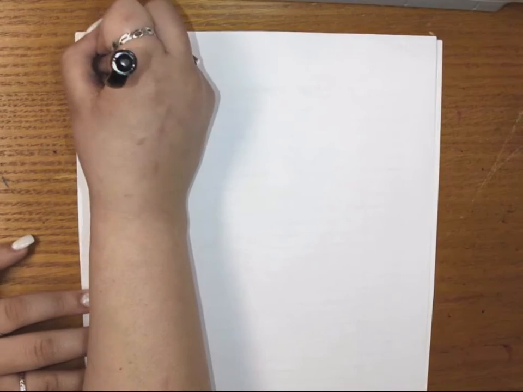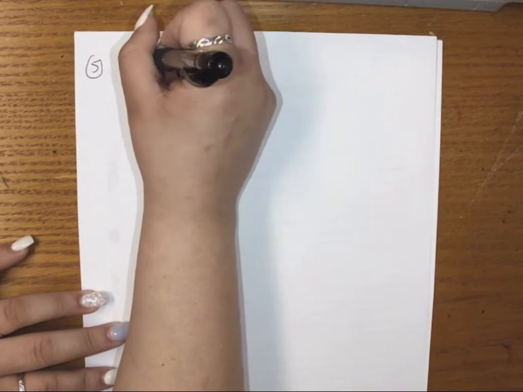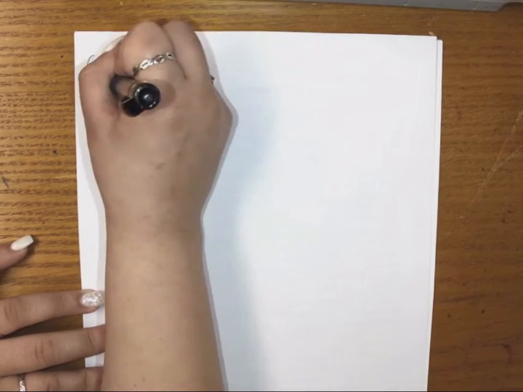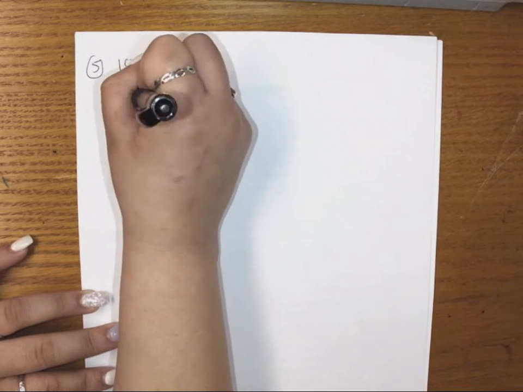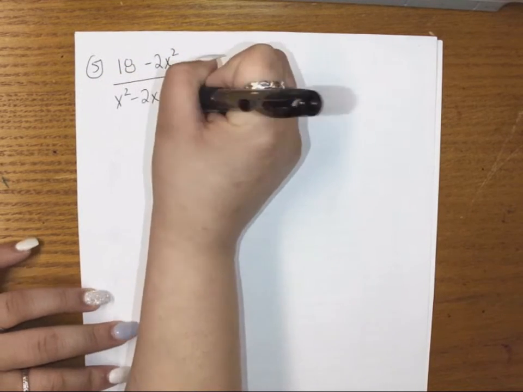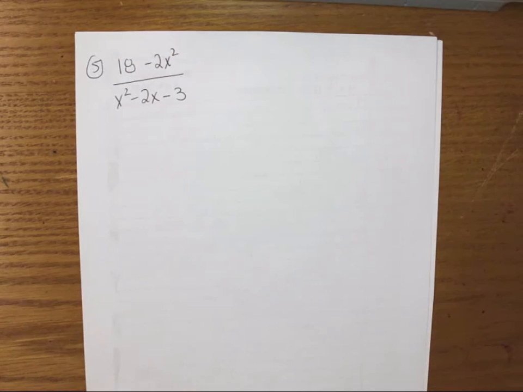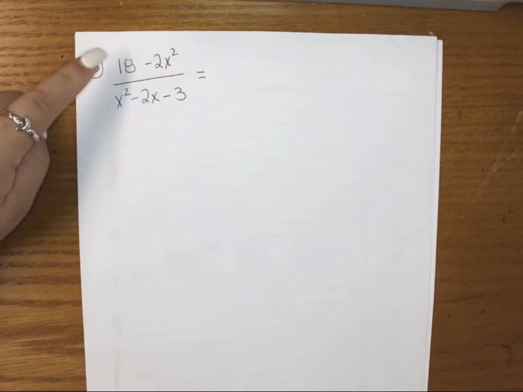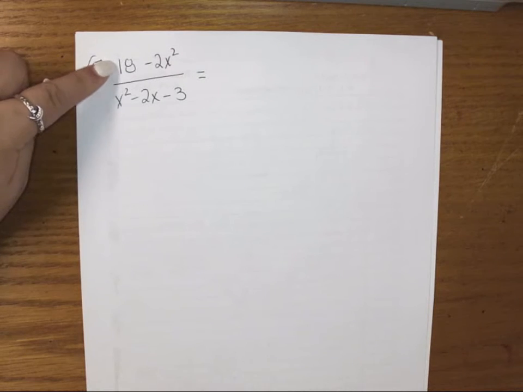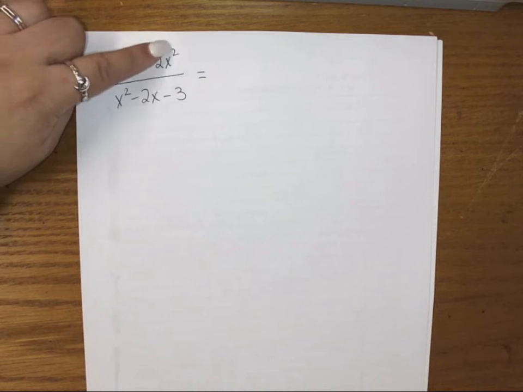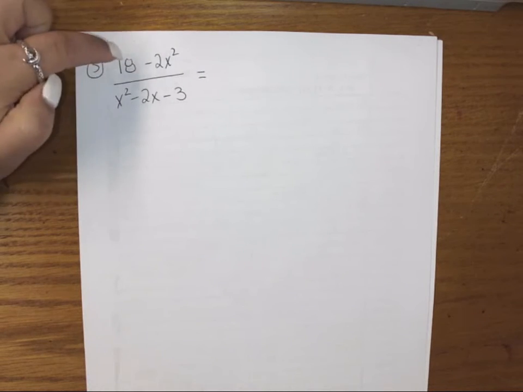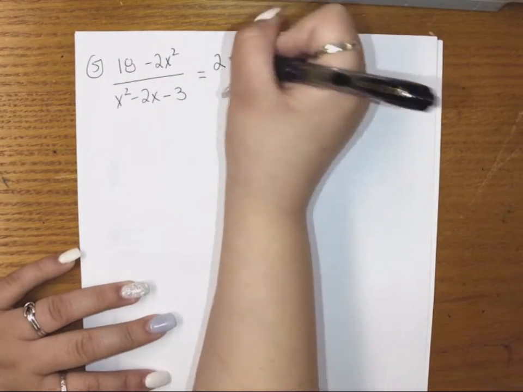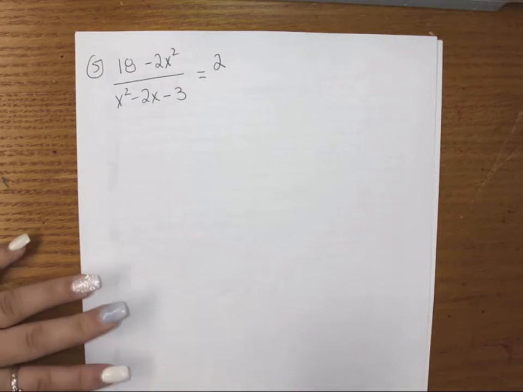Now let's look at 18 minus 2x squared over x squared minus 2x minus 3. In order to simplify rational expressions, you have to completely factor. So we have to factor the top and we have to factor the bottom. When I look at the top, I see that we have an 18 and a 2x squared. So I know 18 and 2 are both divisible by 2, so we can factor out a 2.